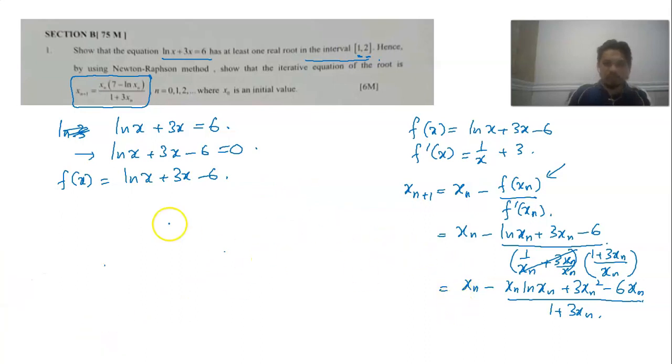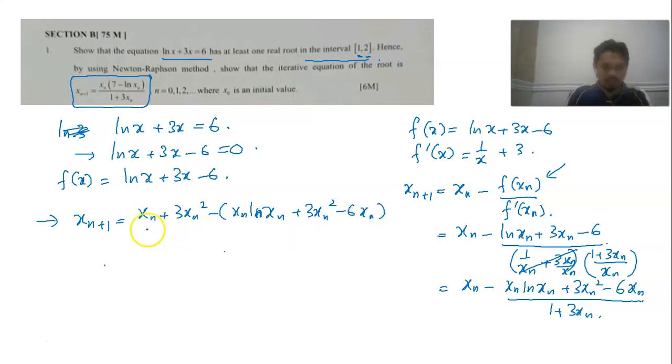Okay, so we continue here. x_{n+1} equals, from here we describe this one as x_n plus 3x_n squared minus x_n natural log of x_n, plus 3x_n squared minus 6x_n, and divide by 1 plus 3x_n.